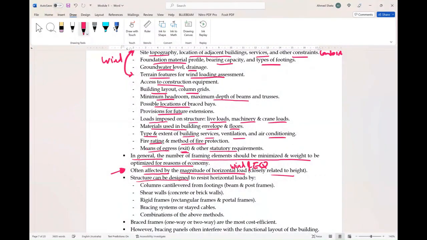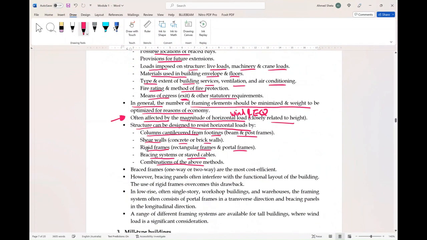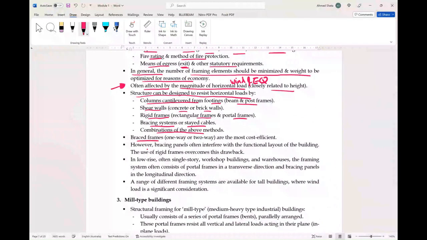Structures can be designed to resist horizontal loads by cantilever columns from footings, beam and post frames, shear walls, concrete or brick walls, rigid frames, rectangular frames or portal frames, bracing systems or stayed cables, or a combination of the above methods. Braced frames have two types, one way or two way, and are the most cost efficient.